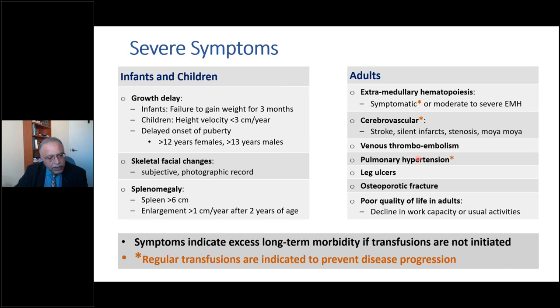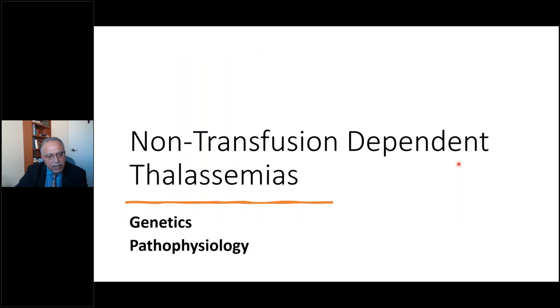What I would like to emphasize is that the occurrence of these symptoms indicates there's excess long-term morbidity if transfusions are not initiated. And in some of these complications marked by these asterisks here, regular transfusions are needed urgently to prevent disease progression. So we begin our discussion with genetics and pathophysiology.